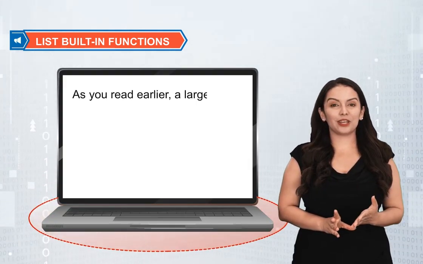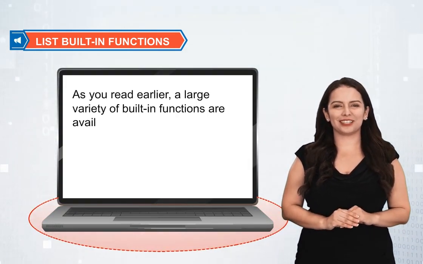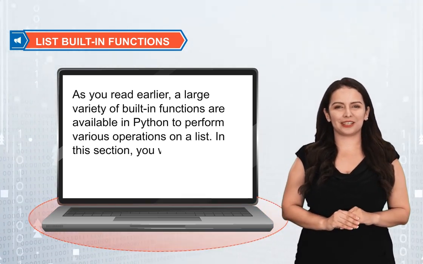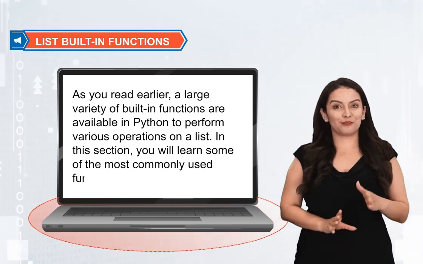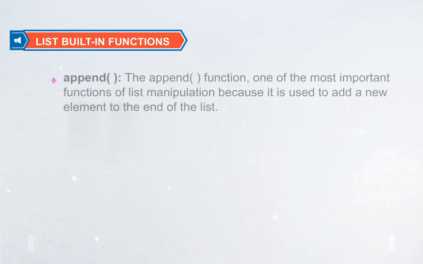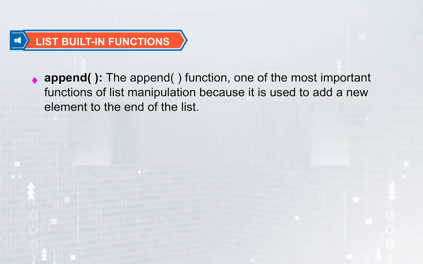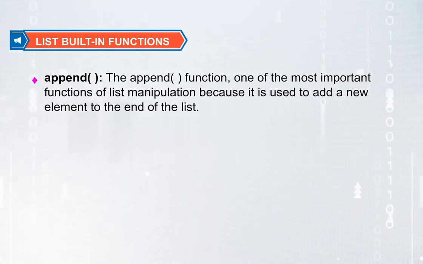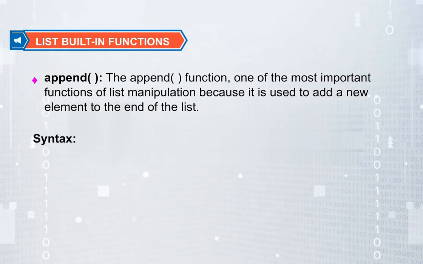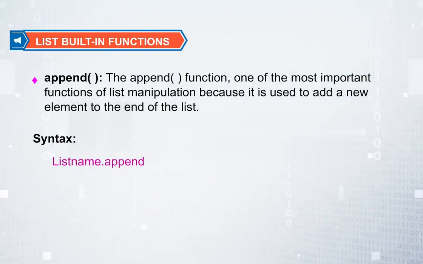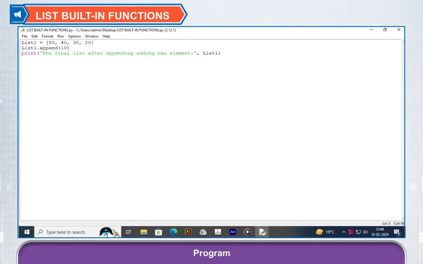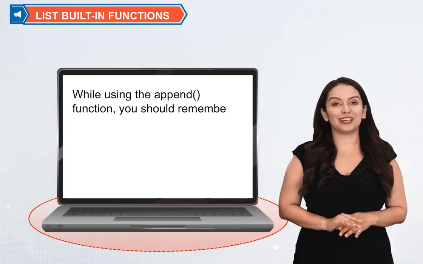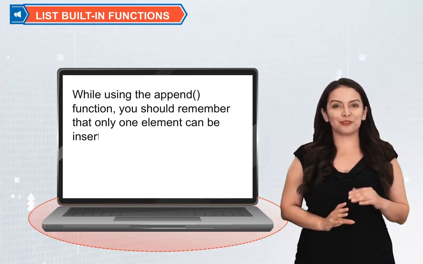List built-in functions. As you read earlier, a large variety of built-in functions are available in Python to perform various operations on a list. In this section, you will learn some of the most commonly used functions for manipulating a list. Append. The append function is one of the most important functions of list manipulation because it is used to add a new element to the end of the list. Syntax: list_name.append(new element). Program. Output.